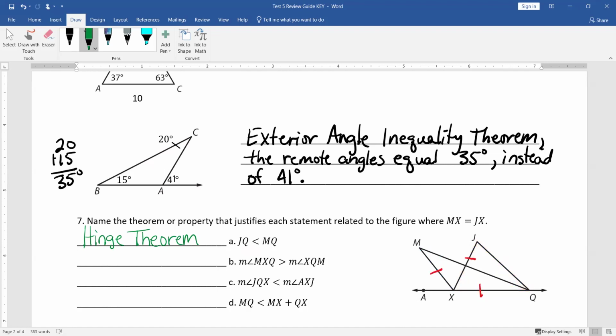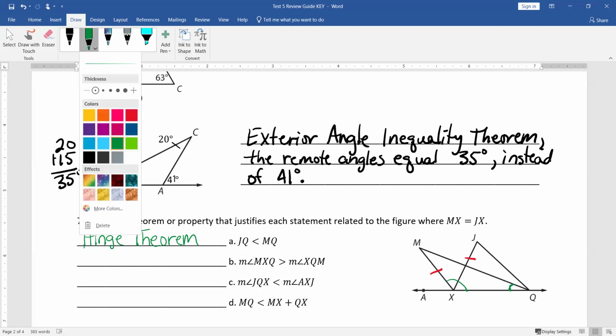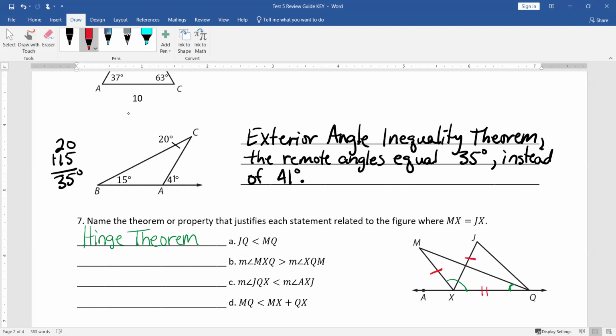Okay, so for the next one, they're telling us that the measurement of angle MXQ, so that is this one here, is greater than the measurement of XQM. There's XQM, this one here. So in this case, because we're looking at kind of the same triangles here, hold on, let me get my curve straight. We still have a congruent side.